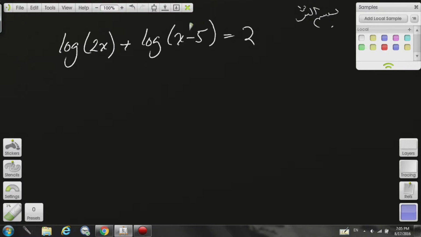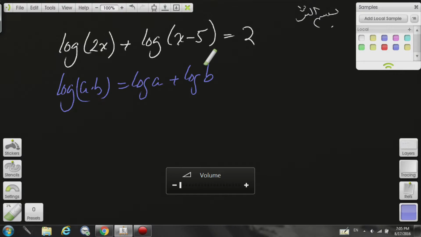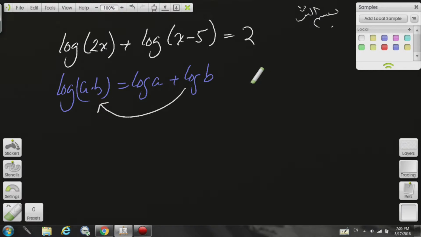Well, here, you have to appreciate this. Log of a times b equals log of a plus log of b. We have learned this rule. It was one of the log rules, right? So here we do the reverse of this. Given this, we can go backwards, right? So if you have this and this, that's a and b.